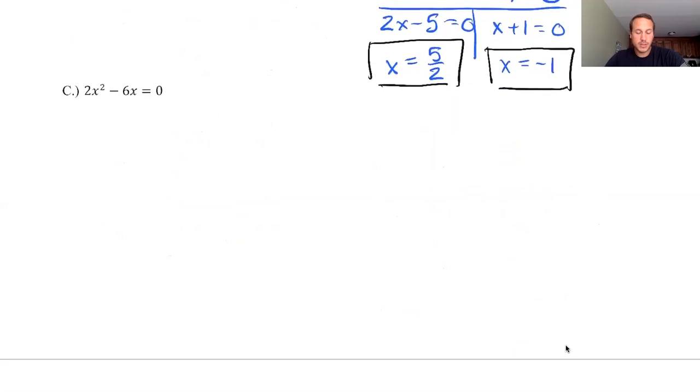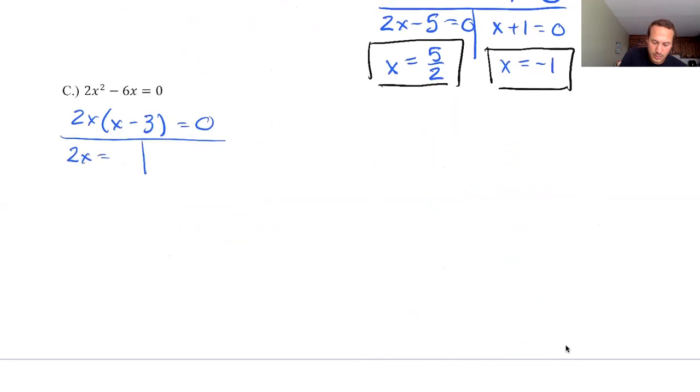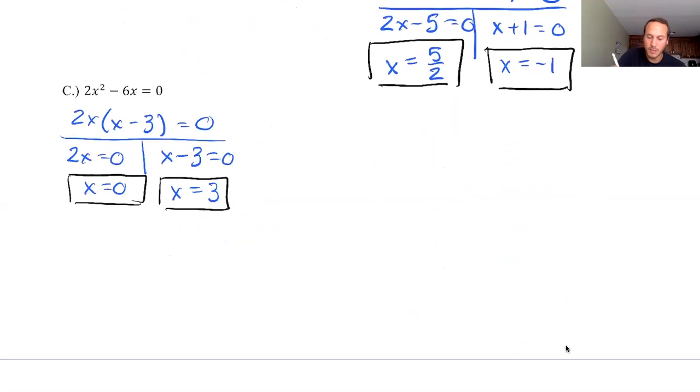Moving along, I've got 2x squared minus 6x equals 0. Well, this one is not a trinomial, it's a binomial. With any factoring, the first thing you want to look for is a GCF, and if I GCF out 2x, what am I left with? Well, I'm left with x minus 3. From here, I go straight to my t-chart. 2x is equal to 0, and therefore x equals 0. X minus 3 is equal to 0, and therefore x equals 3. Those answers both work out. Like I said, you do not need to check these quadratic ones, okay?